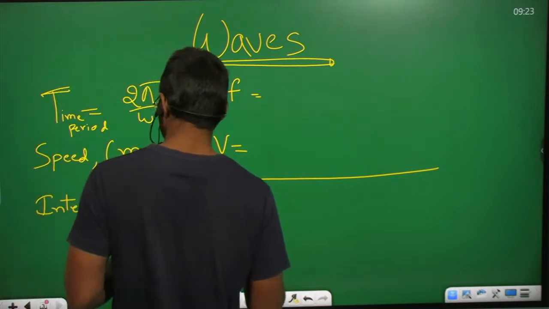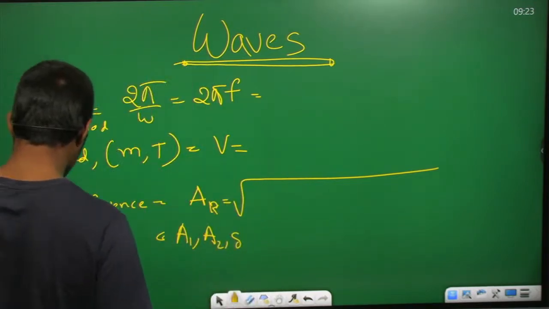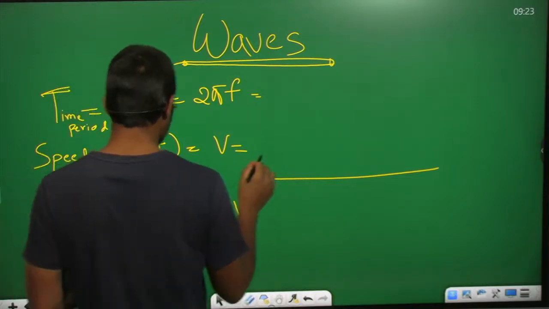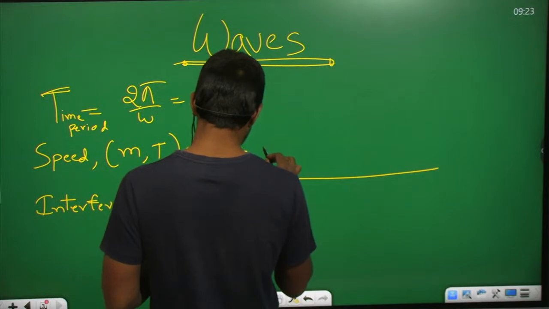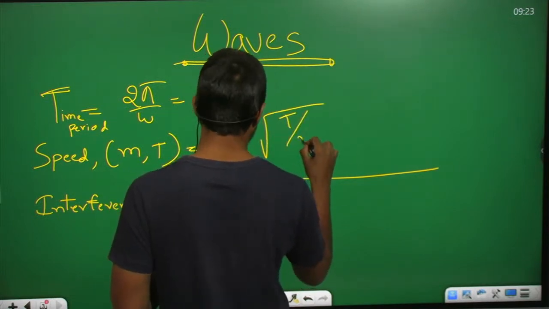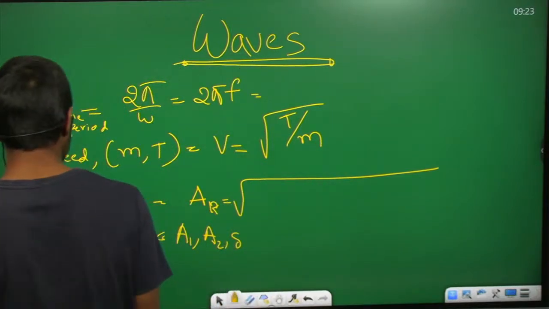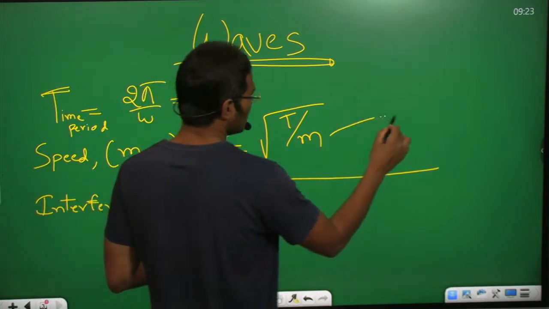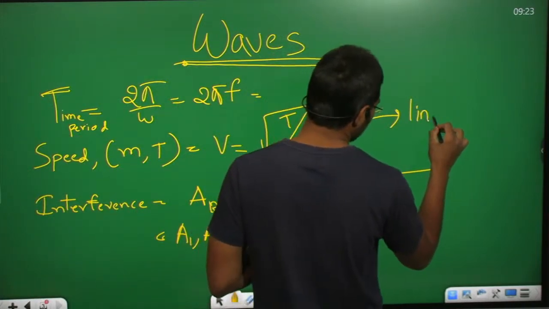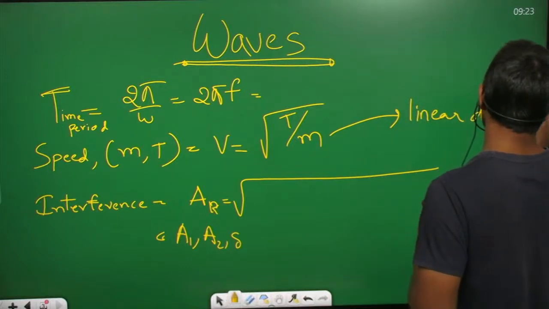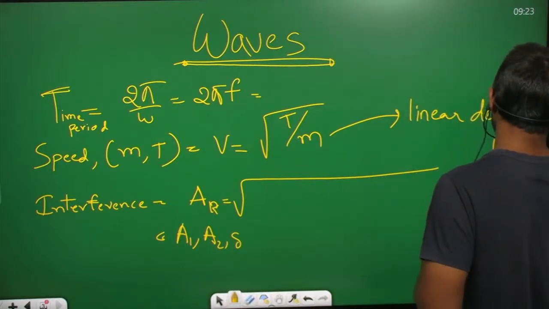So what is this speed in terms of tension and linear density? Under root of T by mu. Okay, nothing but M. What is M here? M is not just mass, it is linear density. Okay, we can write it as mu as well.